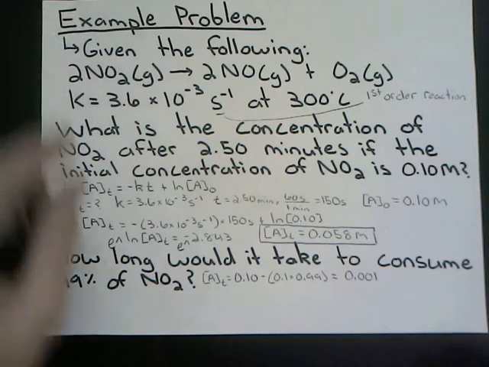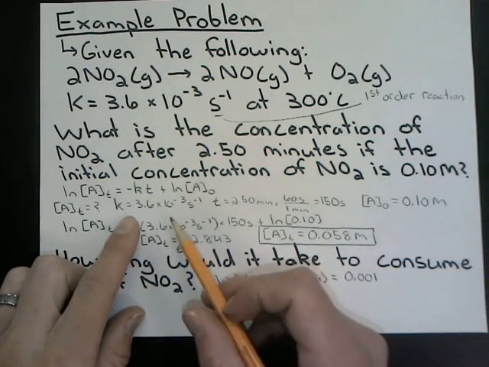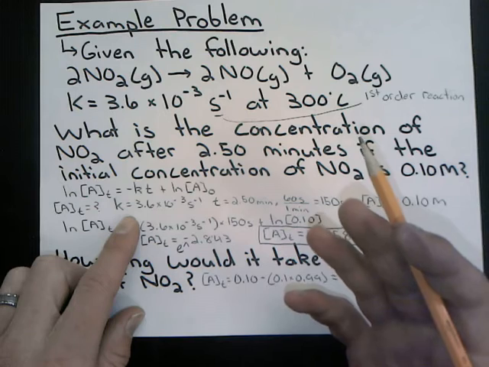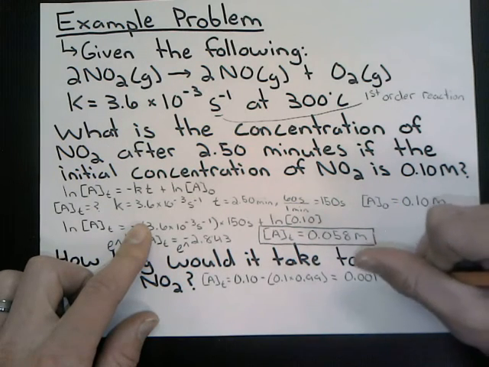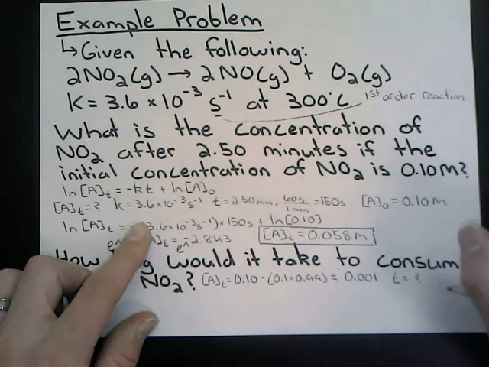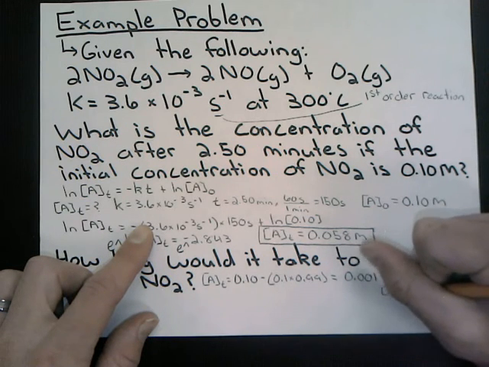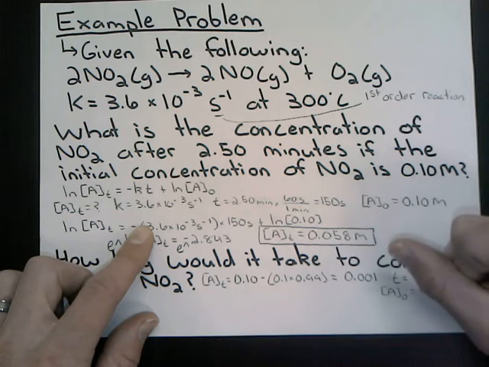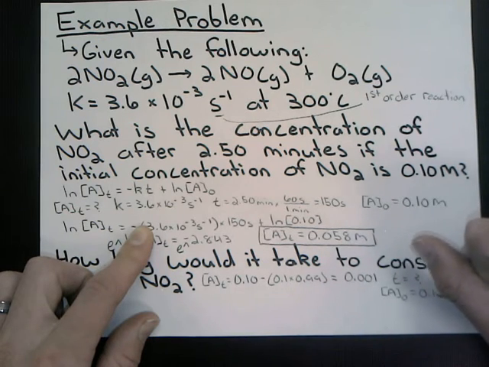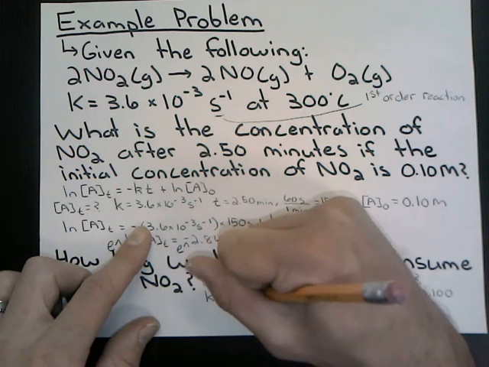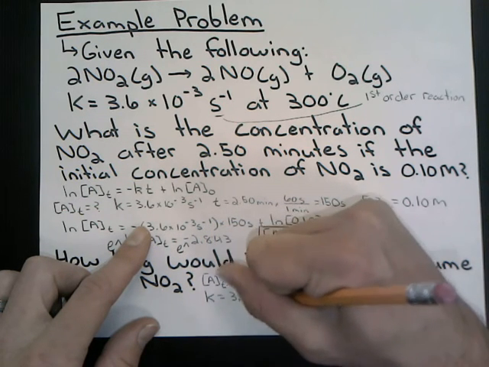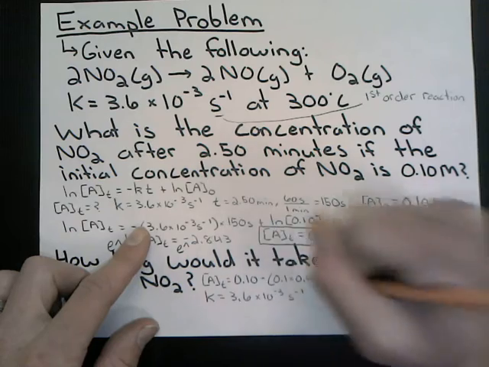Now, our k, I'm not going to rewrite this, but our k is going to be the same constant. Our t is what we are going to be solving for, so our t becomes our question mark, and then our starting concentration is still the same at 0.1. Let's put k there just so we know where k came from: 3.6 times 10 to the negative third inverse seconds.